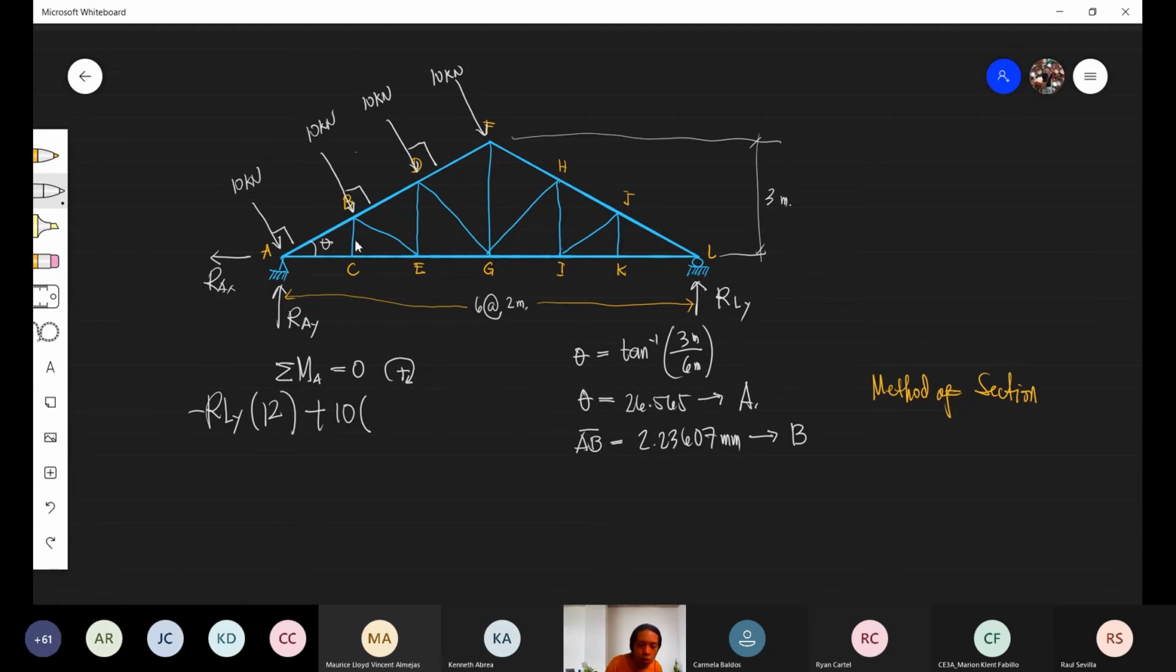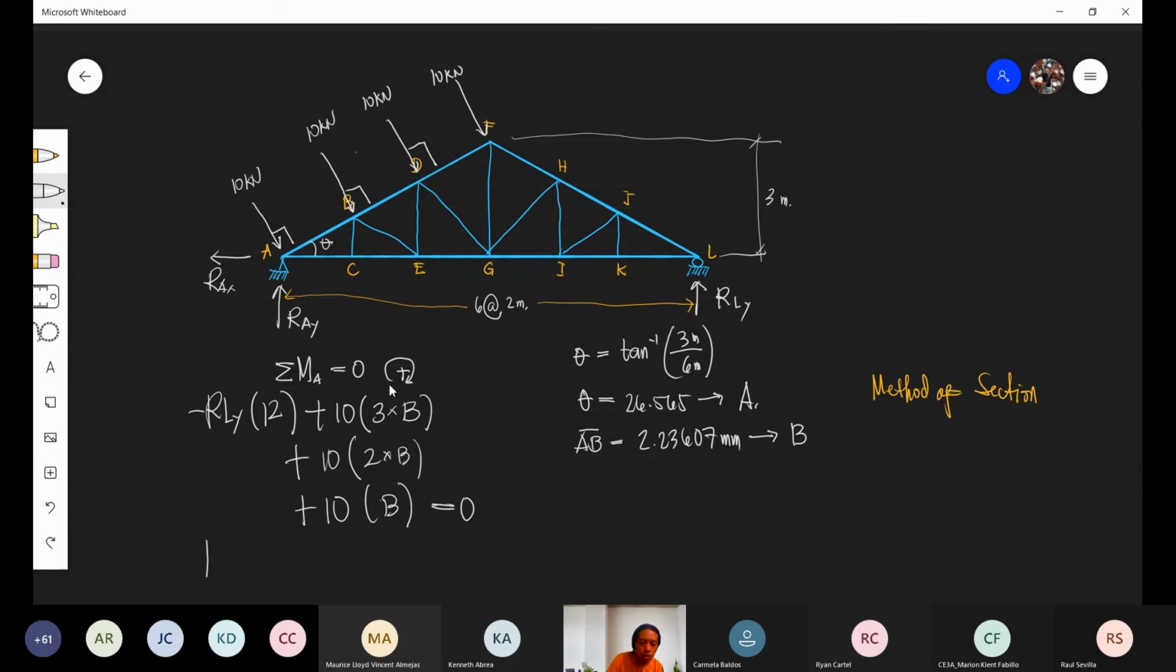2.23607 times 1, 2, 3, times 3. I stored that as B, so I'll just put B. Plus another 10, 10 times 2 times B, using the value stored in B. Plus again 10 times B. This should be equal to 0.